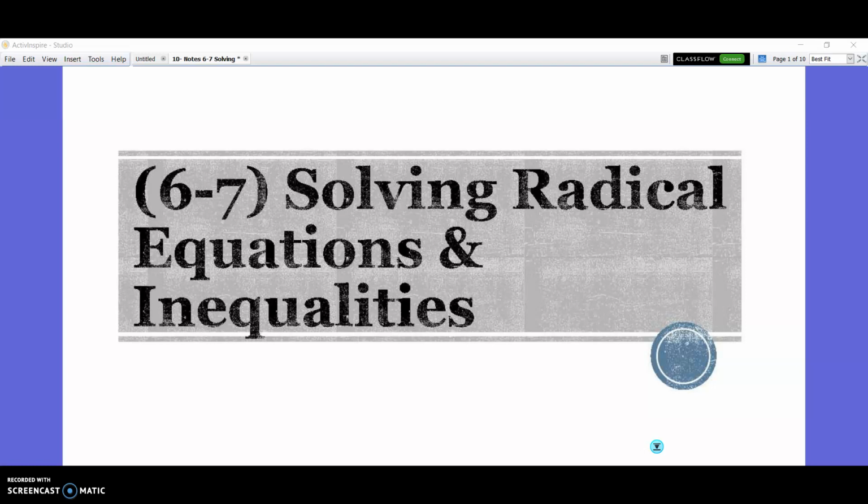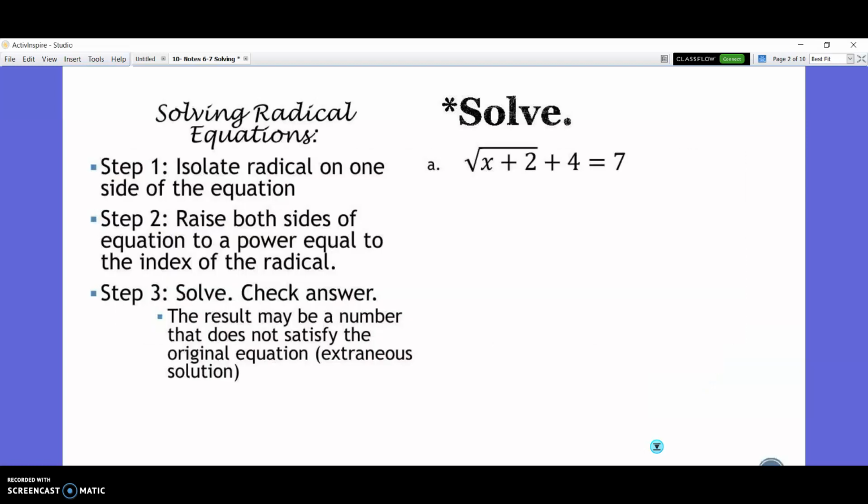Alright. So in order to solve radical equations, go ahead and pause the video. You need these steps written down in your notebook in order to receive full credit. So step 1, you're going to isolate the radical on one side of the equation. So I'm going to do that step here.